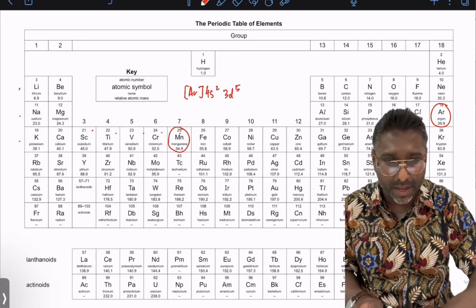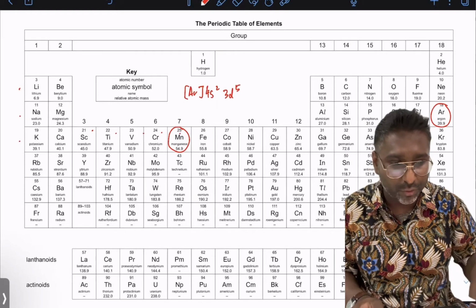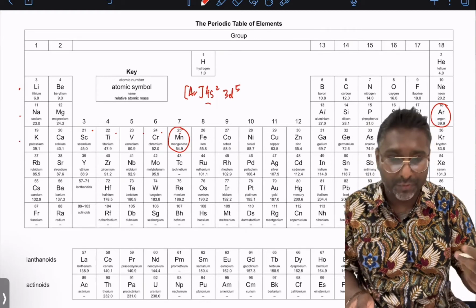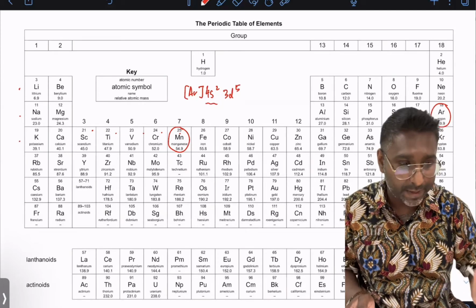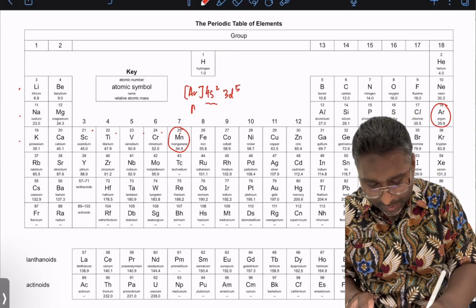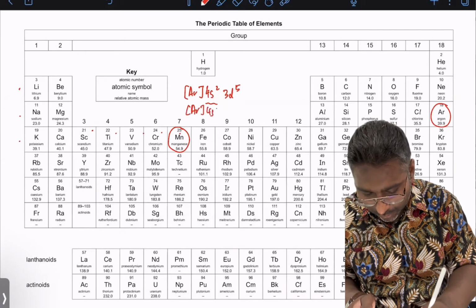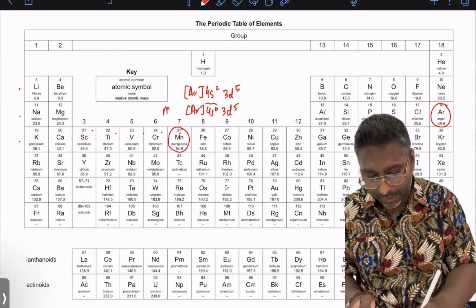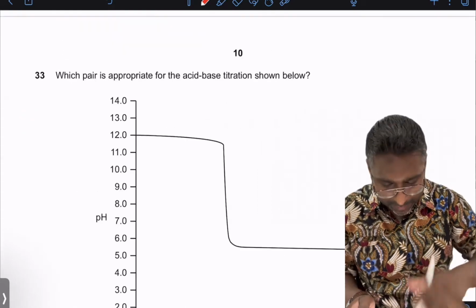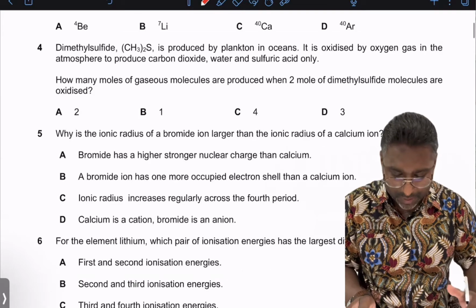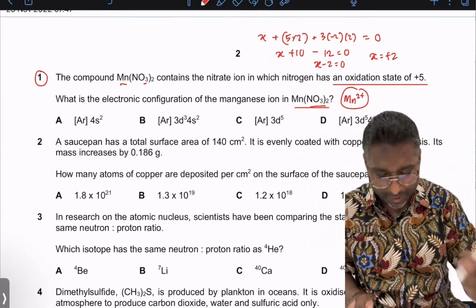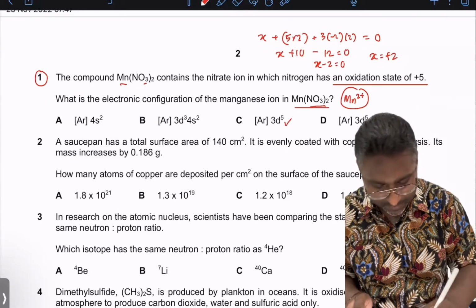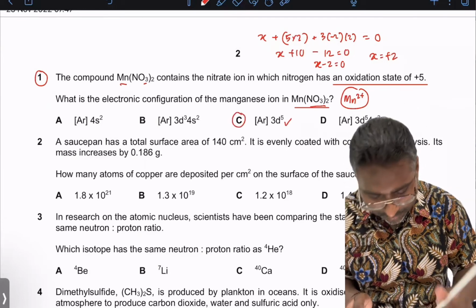Now once you have Mn, you want to find Mn2+. How do you get Mn2+? You remove 2 electrons, and you remove them from 4s, not 3d, so you are going to get Ar 4s0 and then 3d5. That is the answer we are looking for. Coming back to the question, we are looking for 4s0, 3d5, so the first answer is going to be C.